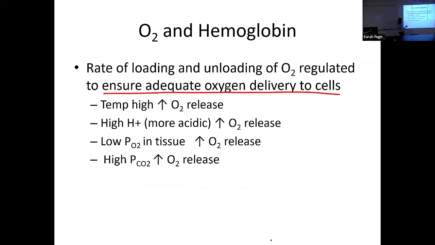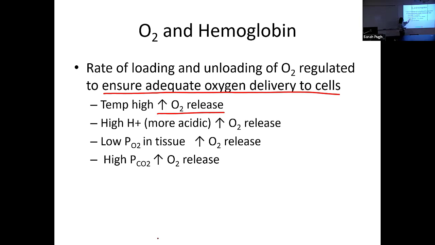One of them is high temperature. When your body temperature goes up, you're going to increase the release of oxygen from hemoglobin. That makes sense, right? You're working out, you need oxygen to get into your tissues faster. So you're going to increase the rate of release of oxygen from hemoglobin. You're sick, you're running a fever, your body temperature is high, your tissues need to repair all the damage that's been done. And so you're going to release oxygen faster, okay?